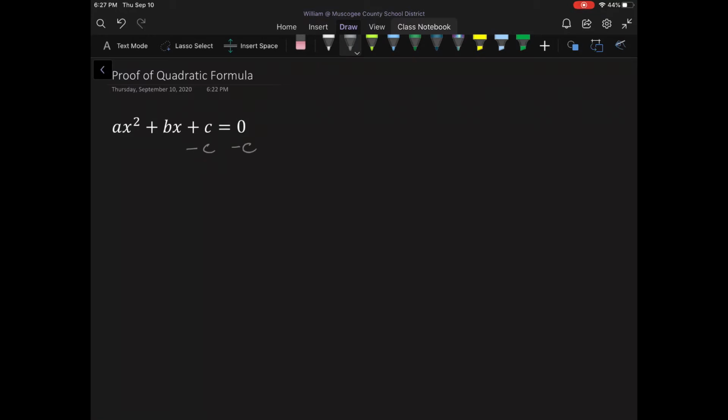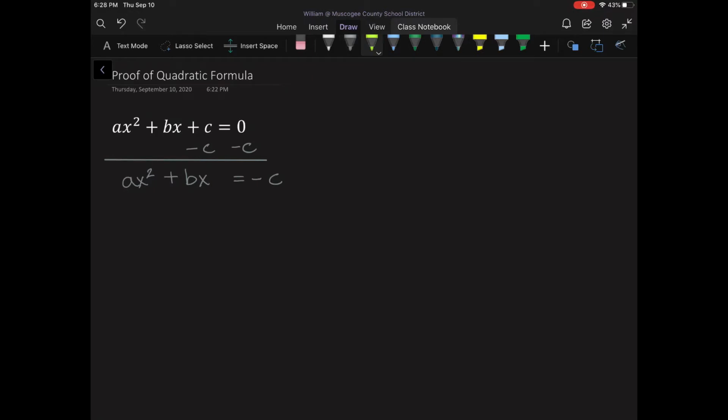So we know that the very first step of completing the square is to move the constant term. So if you'll notice, what I'm doing here is I am subtracting c from both sides. So that's going to leave me with ax squared plus bx equals negative c. So that is our first step of completing the square.